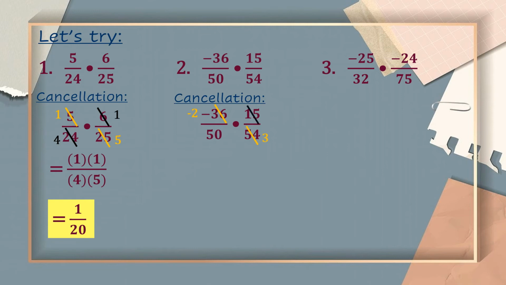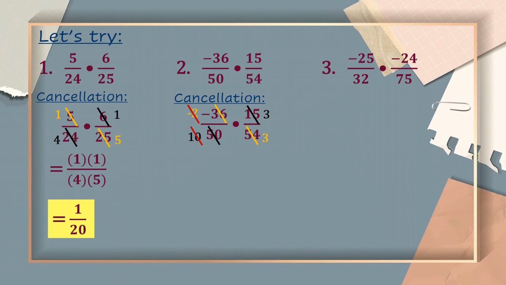Next naman ay si 15 at si 50. Pareho silang divisible by 5. So, 15 divided by 5 is equal to 3. 50 divided by 5 is equal to 10. So, sa numbers na natira, we have negative 2, 3, 10, and 3. Sa mga numbers na natira, meron pang pwedeng i-cancel. Sino sila? That is negative 2 and 10.